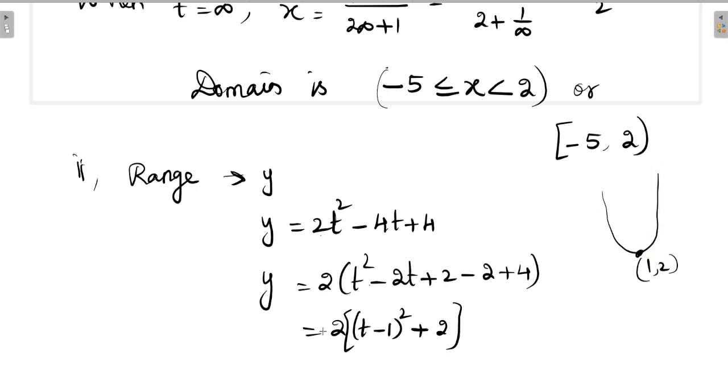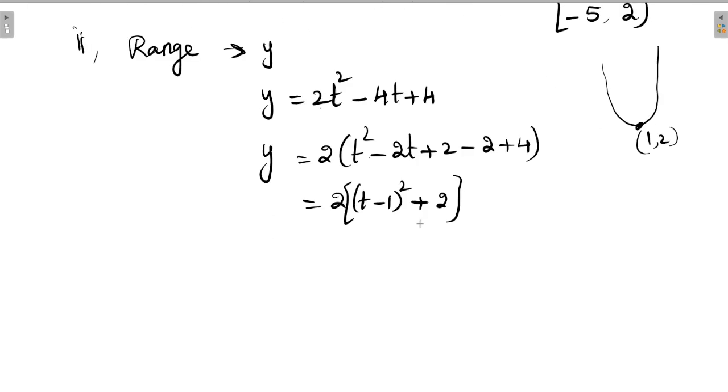So the range is 2 to infinity. Infinity is the excluded value, 2 is an included value, because the lowest value of the range is 2.